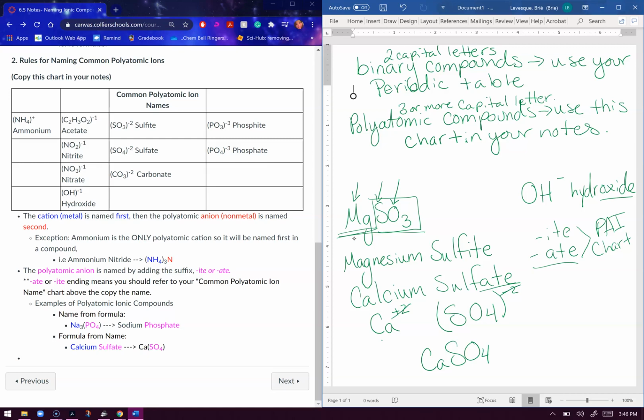Try the 6.5 activity. It's going to be naming. It's going to be a combination of binary compounds and polyatomic compounds. I think you can do it. Let me know if you have questions.